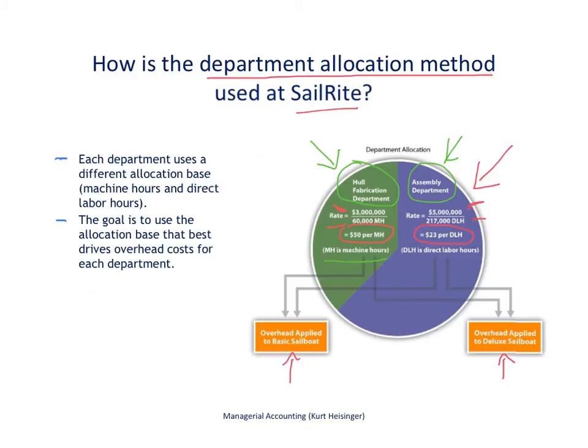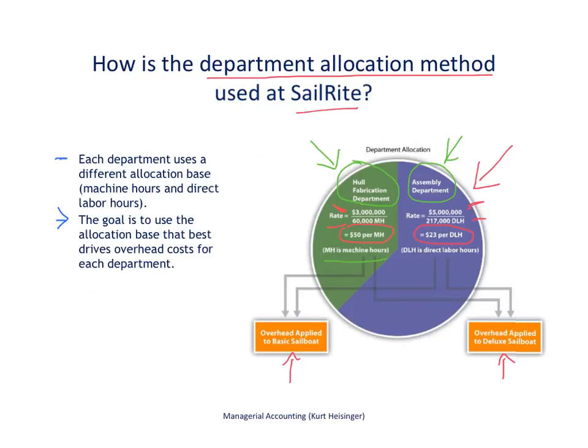The goal here, looking at the second bullet point on the left, is to use the allocation base, that is machine hours or direct labor hours in this case, that best drives overhead costs for each department. In the hull fabrication department, it's machine intensive, so it makes sense to allocate overhead based on the use of machine hours. In the assembly department, a lot of direct labor is going on, and so it makes sense to use direct labor hours as the allocation base.